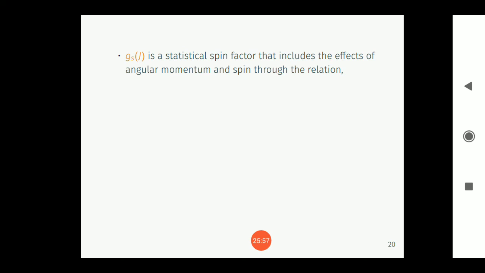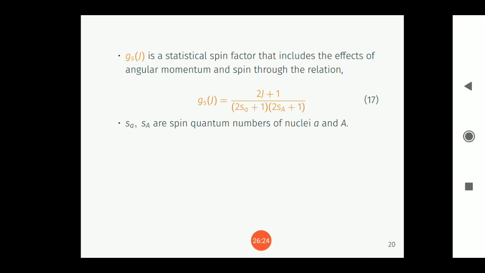And that g_s(J) is a statistical spin factor that includes the effects of angular momentum and spins of the two interacting particles. That is given by 2J plus 1 divided by (2s_a plus 1) times (2S_A plus 1). s_a is the spin of the projectile, S_A is the spin of the target. So these are the quantum numbers of the two nuclei. When both spins are 0, then g_J is simply equal to 2l plus 1. So all our assumptions which we have made earlier are valid under these conditions.